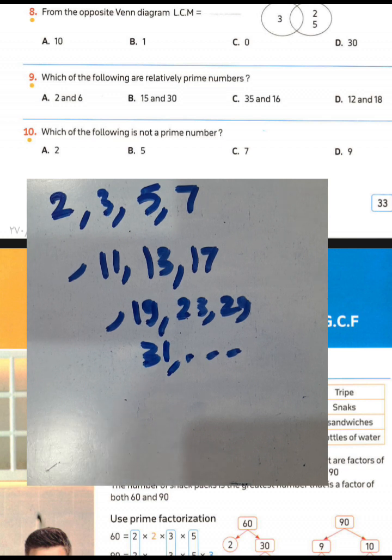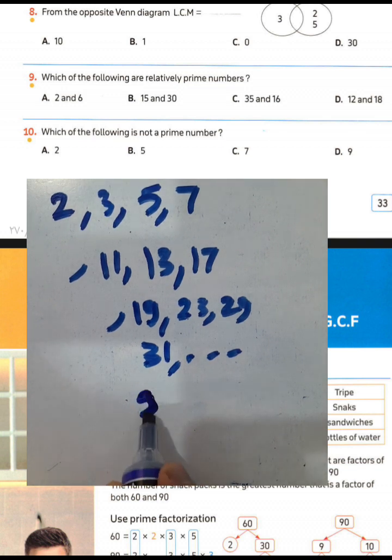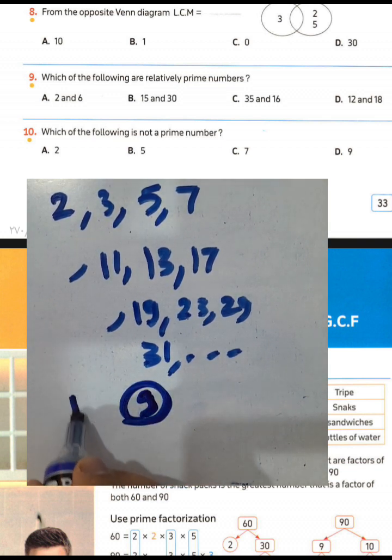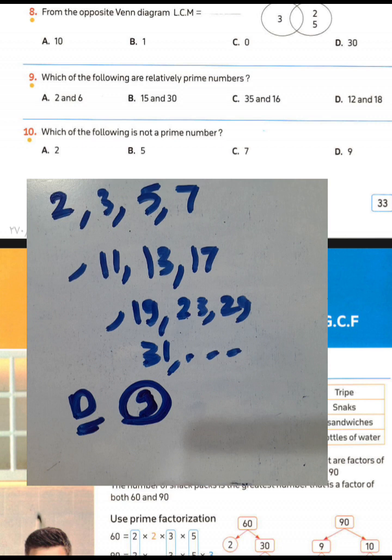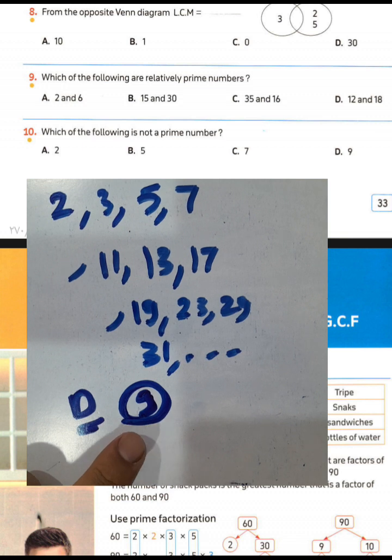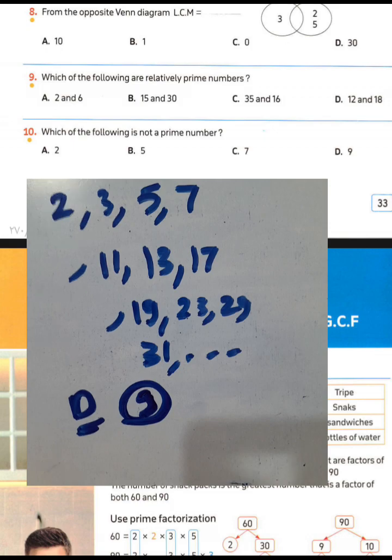Which of the following is not a prime number here? 9. Right? Choose 9, letter D. Why? Because 9 can divide by itself and 1 and 3. Then this digit is not a prime number because 9 has how many factors? It has 3 factors. But any prime number has only 2 factors. It can divide by itself and 1 only, okay?